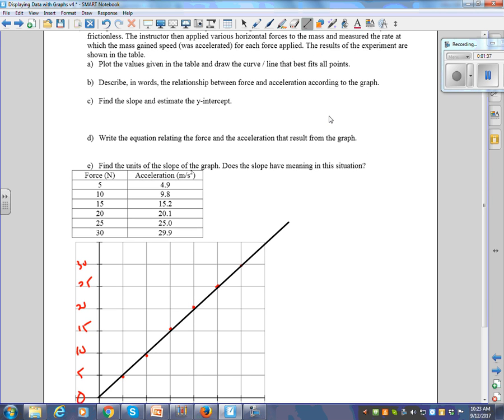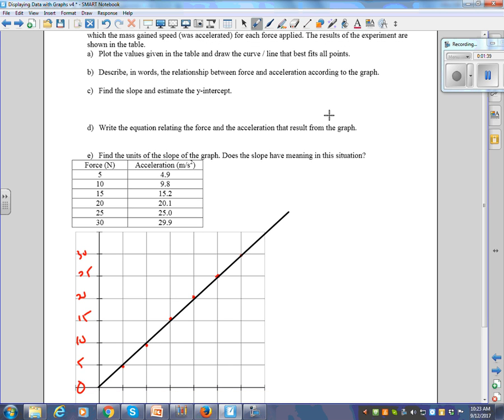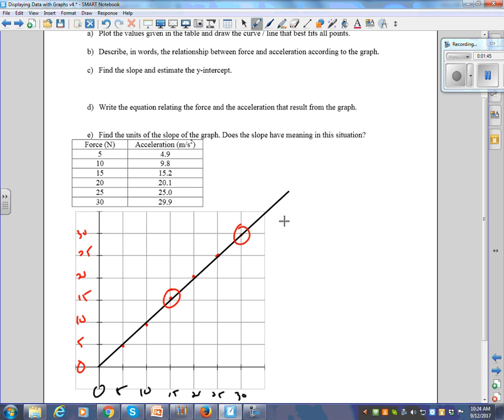Well, I know what the slope's going to be. I'll just pick any two random points. That one there, the y value here is 29.9. The y value here is 15.2. The x value here is 30. The x value here is 15. And you should get a slope that's pretty close to 1, right? Yeah. This happens to be 29.9.